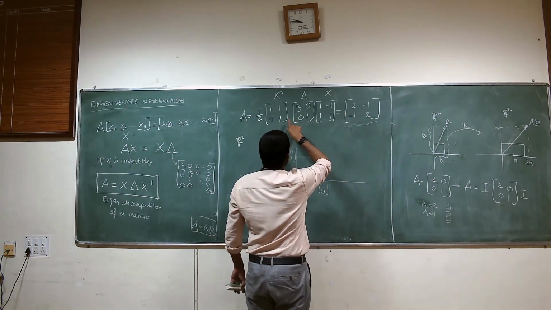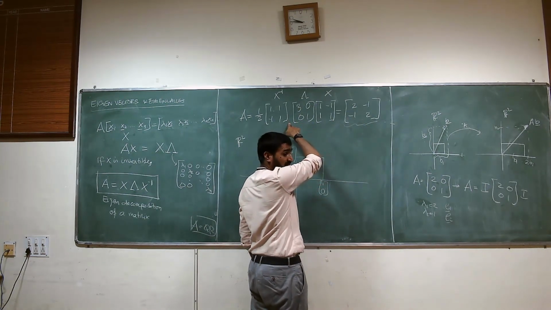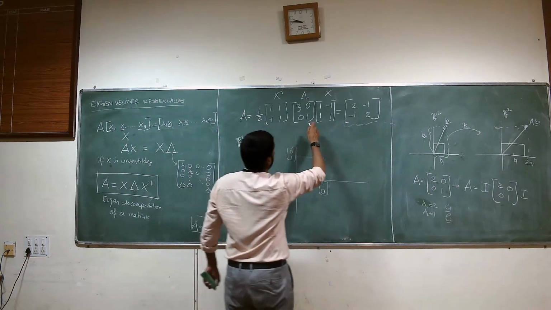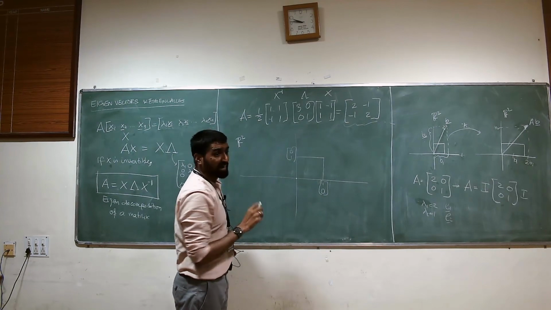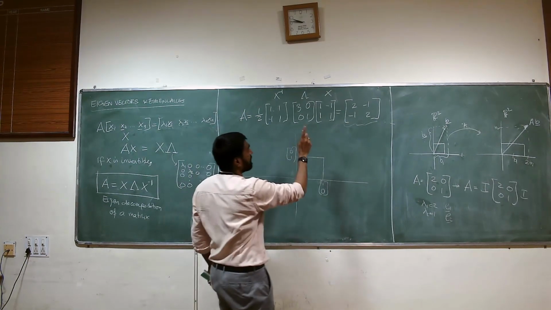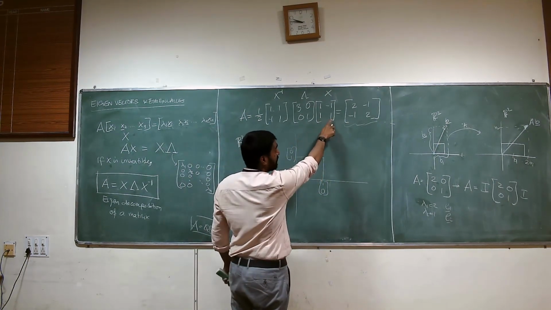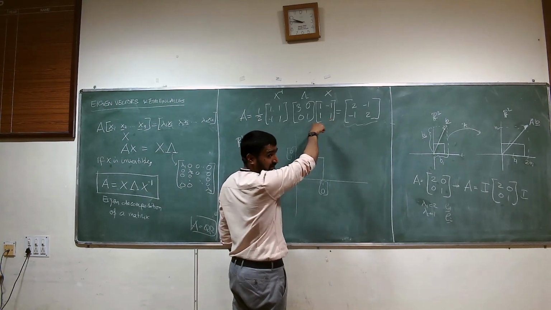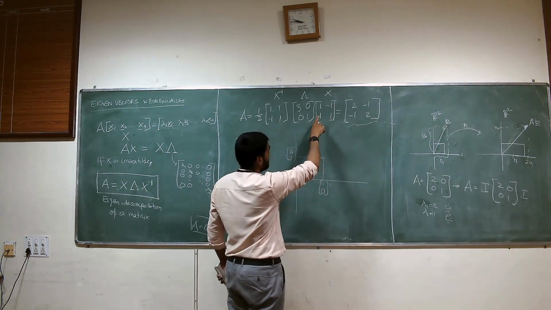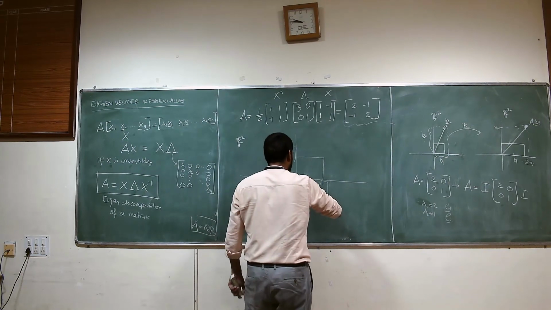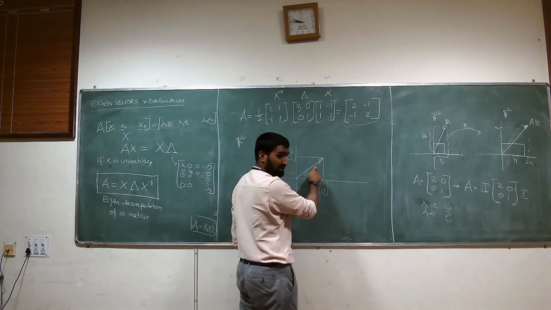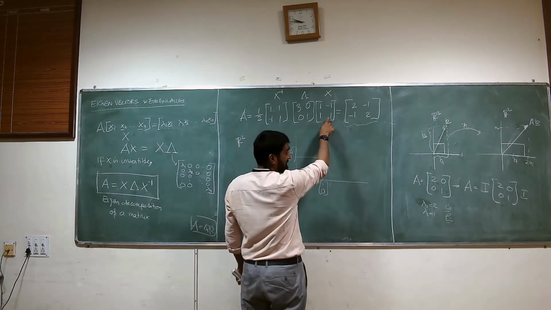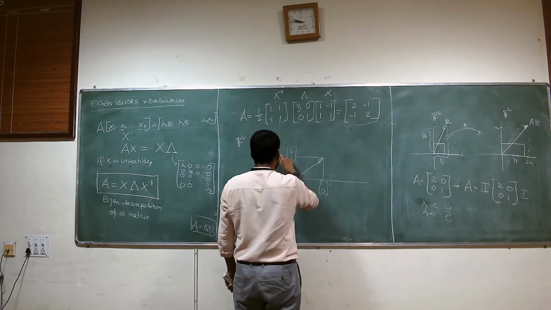But if we switch to the eigenvector basis, where are the eigenvectors here? No, hold on. Is it 1 minus 1 1 1 or 1 1 minus 1 1? So that will be this vector, that's 1 1. And then the other vector is -1 1. That is here.